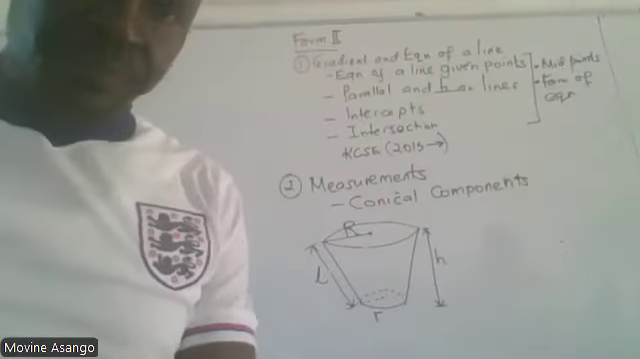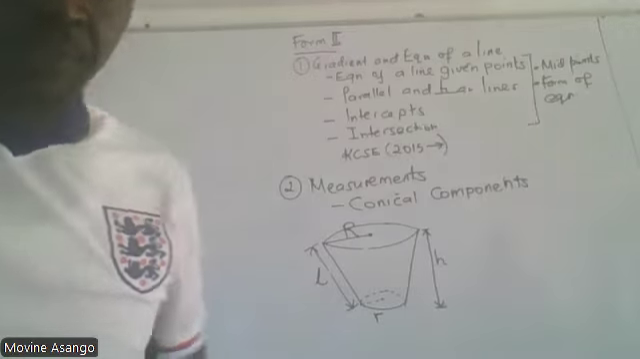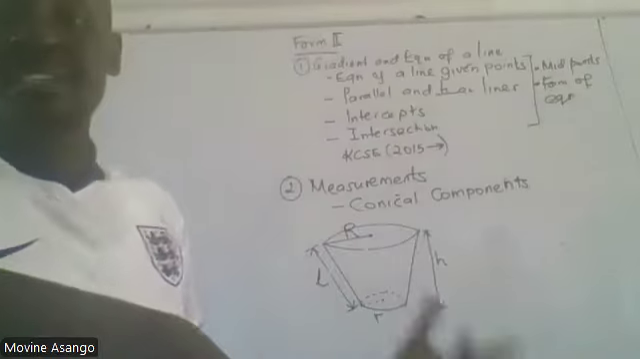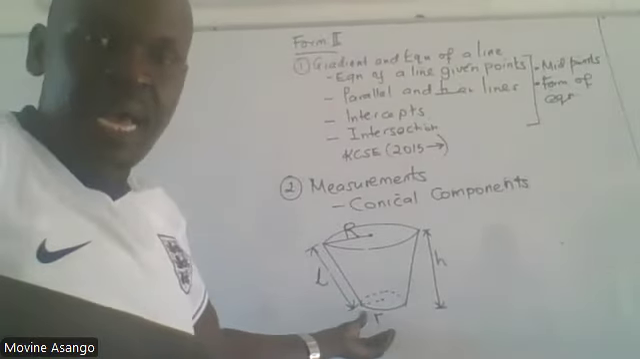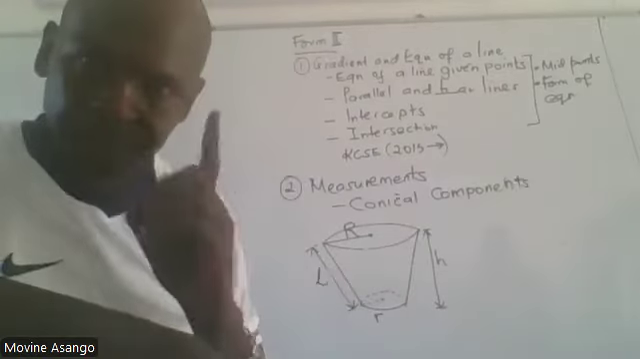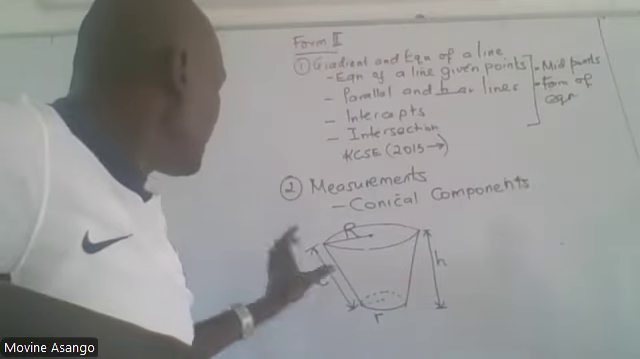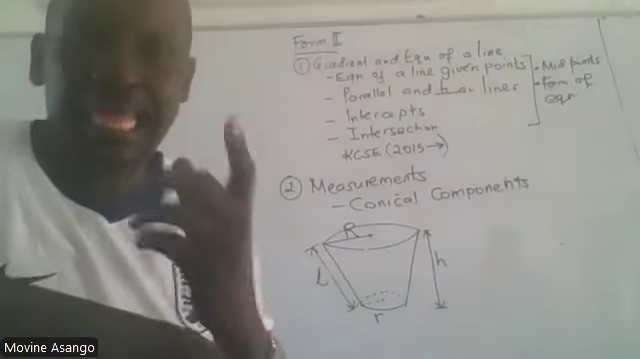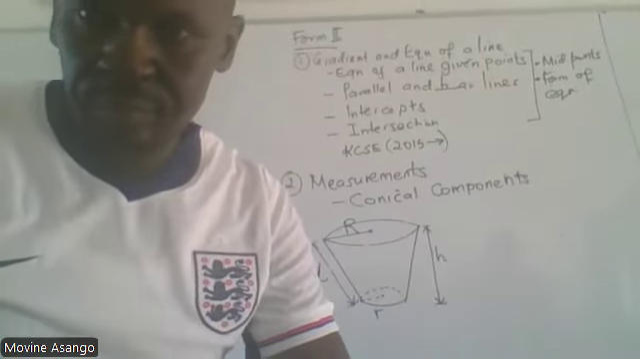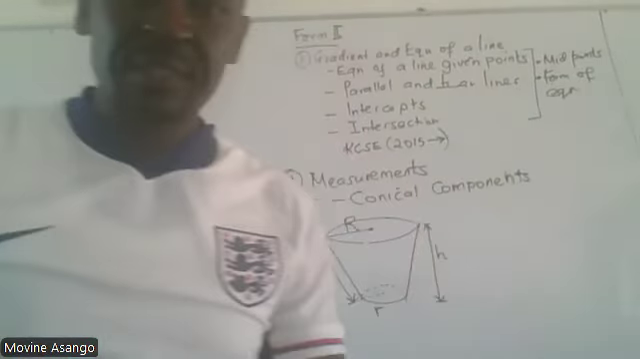I hope it has been drawn. That is, we have drawn a bucket or a glass. It can be whatever shape, but it's a frustum of a cone. The base radius is small r. The top radius is capital R. The height of this frustum is H. We are very specific on that. And the slanting length of this frustum is L. In this case, we will look into simple formulas.